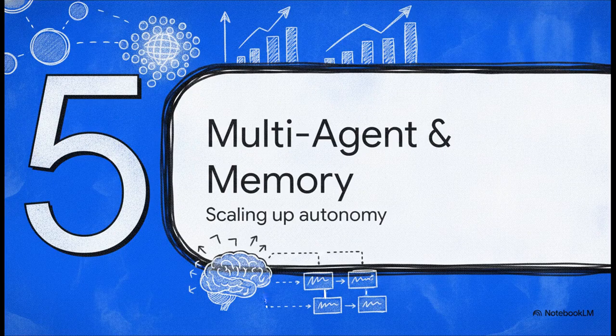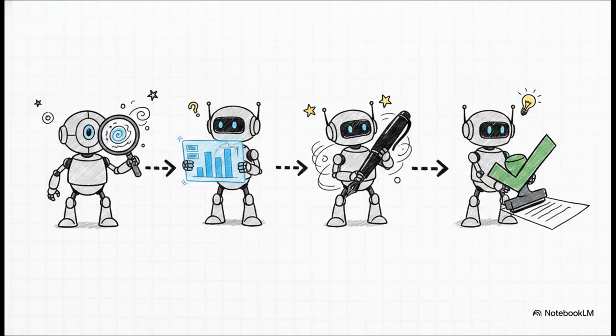All right, Section 5, multi-agent systems and memory. This is where we really scale things up. Picture a whole team of specialists. You don't just have one AI trying to juggle everything. Instead, you have a researcher agent dedicated solely to gathering data. It hands that data off to an analyst agent that derives the insights. Then those insights go to a writer agent to structure the narrative. And finally, an editor agent reviews the quality.